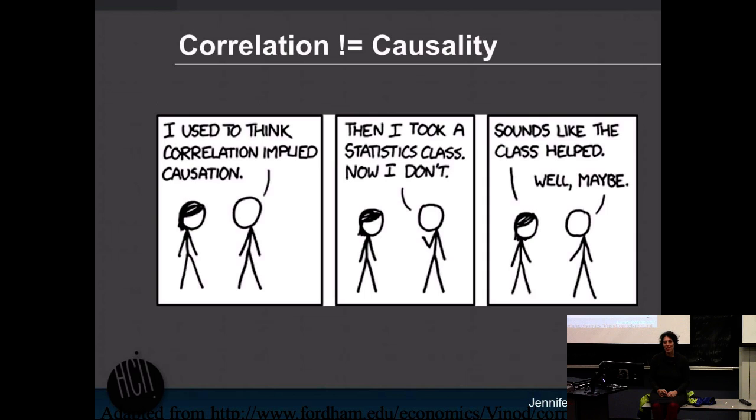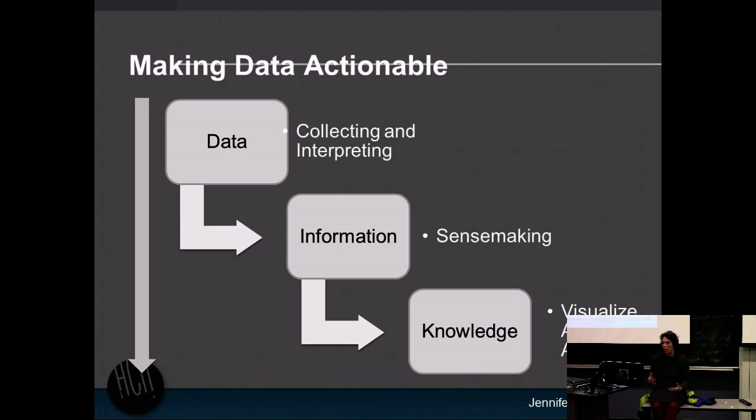So it says, I used to think correlation implied causation. Then I took a statistics class. Now I don't. Sounds like the class helped. Well, maybe. So this is about the direction of the arrow, right? Okay, so that's kind of all I'm going to say about sense making.